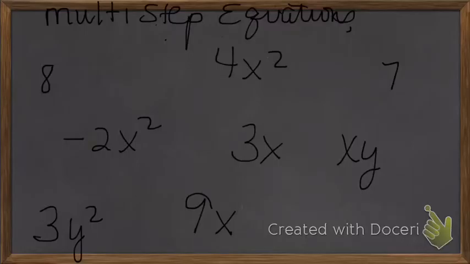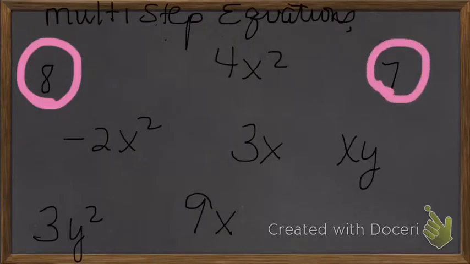Now we're going to solve multi-step equations, but first let's review how like terms look. So 8 here would correspond and would be alike with 7.